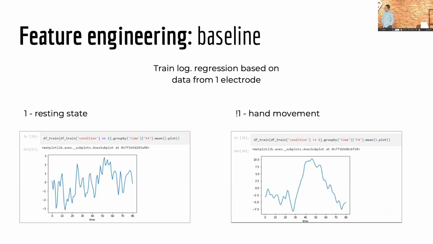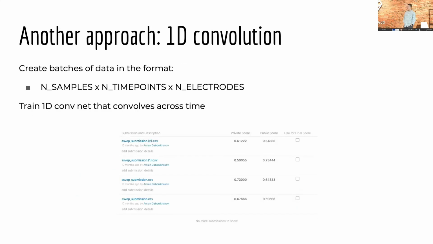And what you could do immediately, and what they suggest in the baseline, is either SVM or logistic regression based on the data from only one electrode. So you have 19 electrodes, you throw away the data from 18 electrodes, and you're interested only in one electrode. But I think it's not the best approach, because you have a lot of data and you're ending up with only one kind of data. Maybe there's more information that you could get from other electrodes.